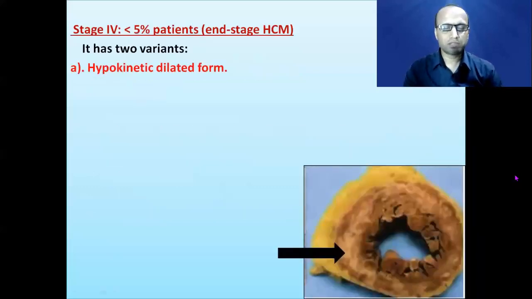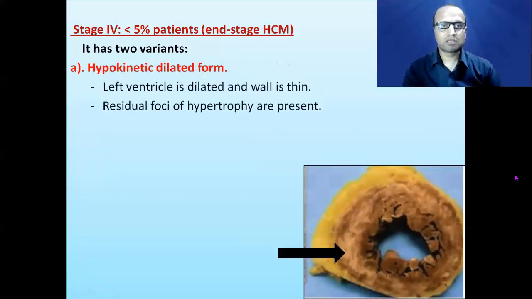Less than 5% of patients with HCM progress to stage 4. This is the final stage of HCM, which is why it is also known as end stage HCM. It has two variants. One is the hypokinetic dilated form. In this variant, the left ventricle is dilated and the wall is thin. In stages 1, 2, and 3, the chamber size of the left ventricle is small, but in stage 4, the chamber is dilated.